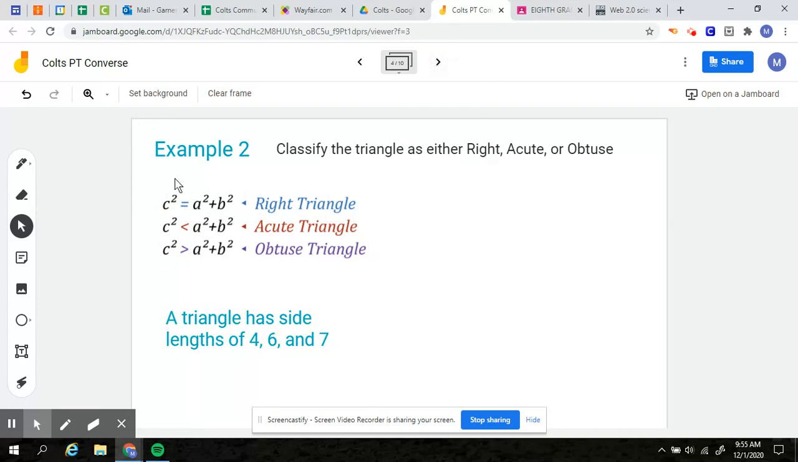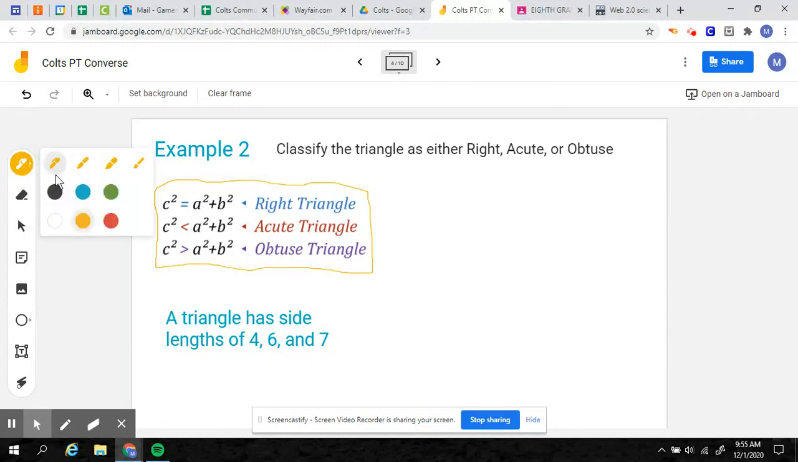For example 2, I see I have the same question. It says to classify the triangle as either right, acute, or obtuse. Once again, they have given me this key, right? That key you will always have. You never have to memorize this. But you will see that this problem, instead of a picture, they have actually given us a description. So same thing though, you're going to figure out which side is C and go from there.